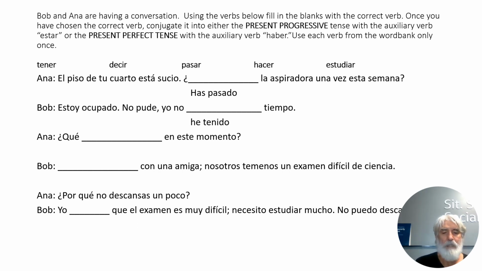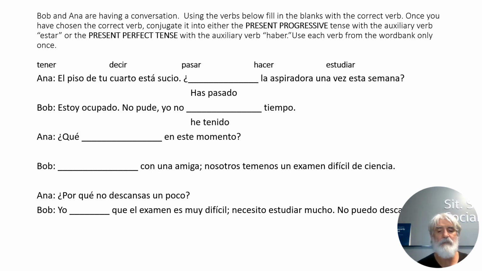Now, Ana asks a question. ¿Qué blank en este momento? Okay, what verb does she want? Decir, estudiar, hacer. We already used tener, right? We already used pasar. So what does she ask? What does she want to know here? ¿Qué blank en este momento? What's logical here? It's a good fit. What are you doing at this time? Okay, so we're going to take hacer.